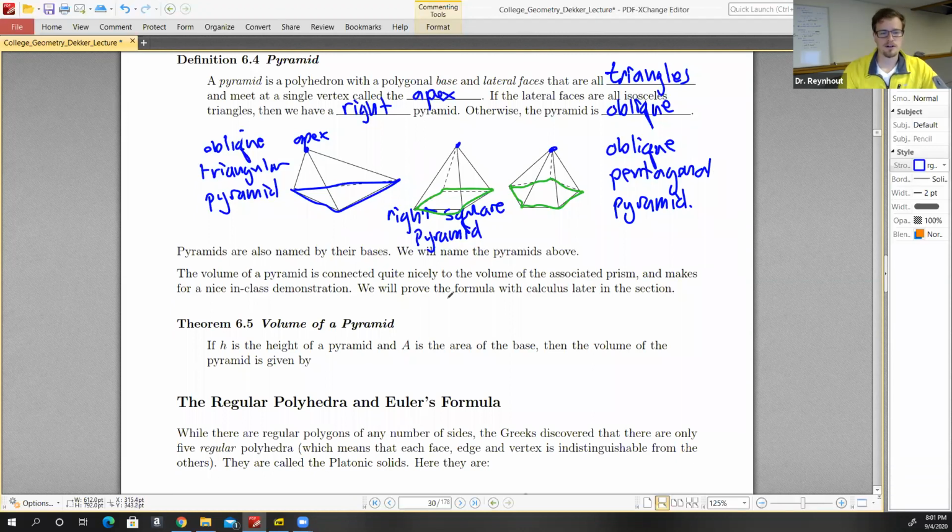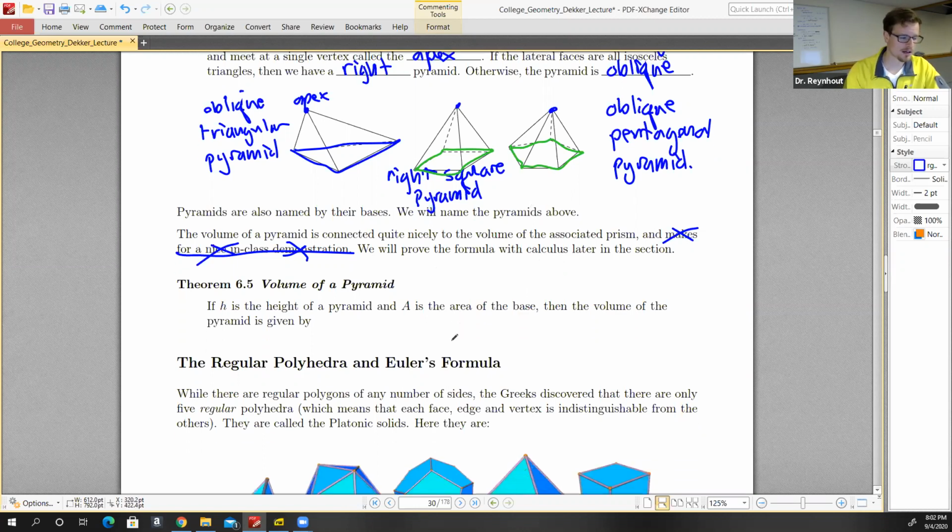So the volume of a pyramid is connected quite nicely to the volume of the associated prism. It makes for a nice in-class demonstration that we won't do. I believe we would use an orange to determine this, and I'm not quite sure what that is. If I can figure it out, I'll let you know.